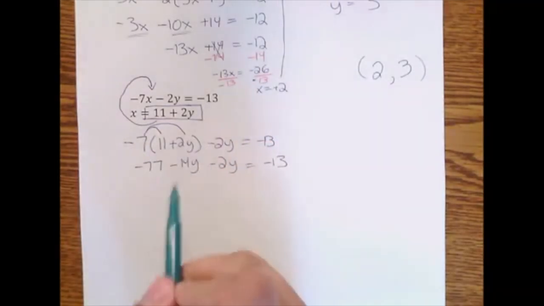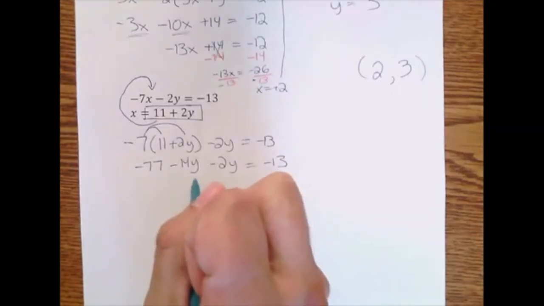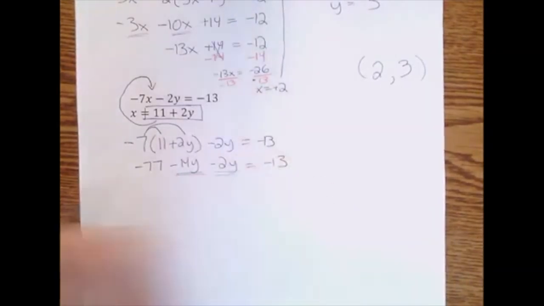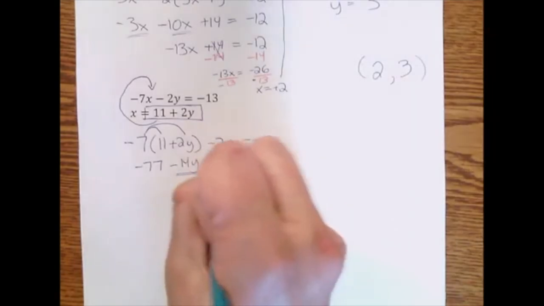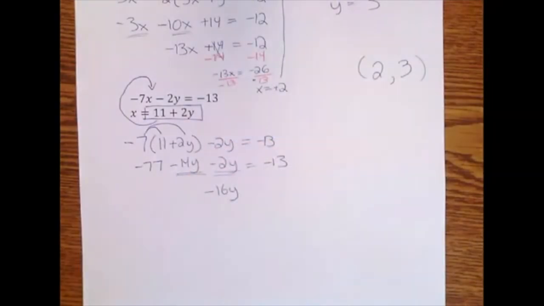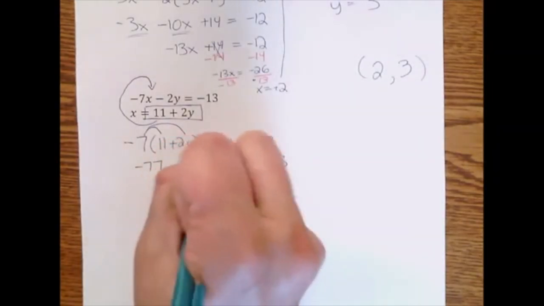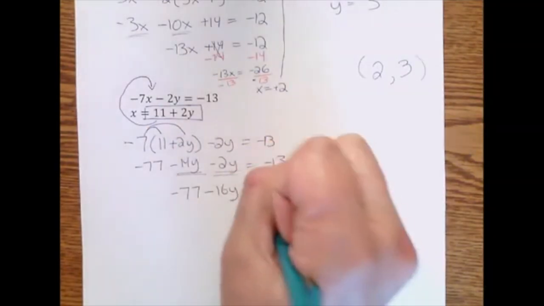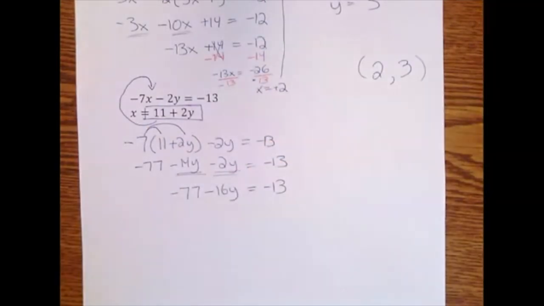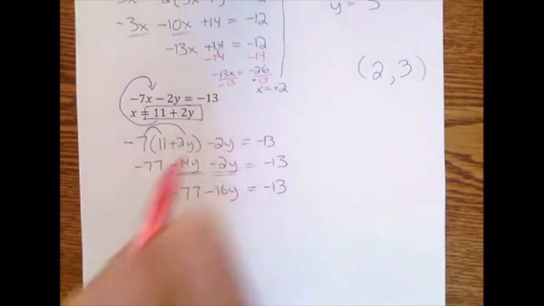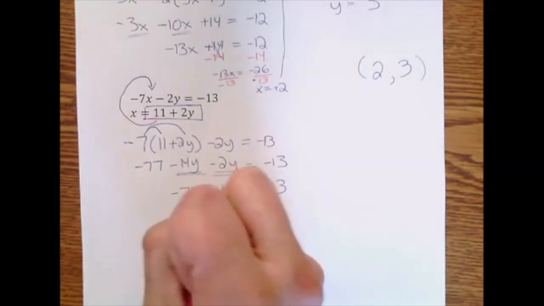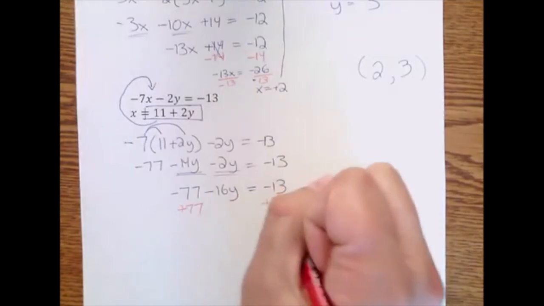After distributing through parentheses, I see these like terms here. I see a negative 14y and a negative 2y. Those can be combined, and we get negative 16y. Still have a negative 77 hanging out, and this is still equal to negative 13. So, did my distributing, combine like terms. Pretty simple equation from here on out.